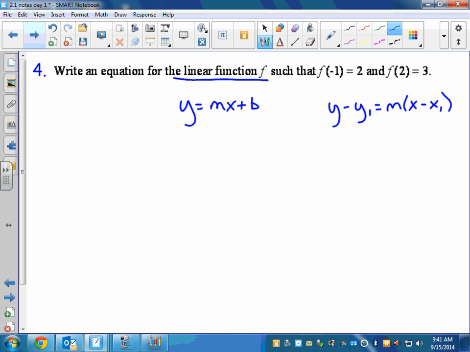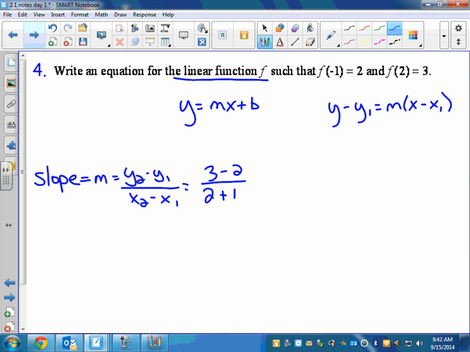So if I'm going to write a linear function, what do I need to do first? Slope. And remember that slope is rise over run, or subtract the y's on top, x's on the bottom. Watch your negative signs when you're finding slope. If I subtract the y's, like 3 minus 2 over the x's, which would be 2 minus -1, which would be a slope of 1/3, I think.